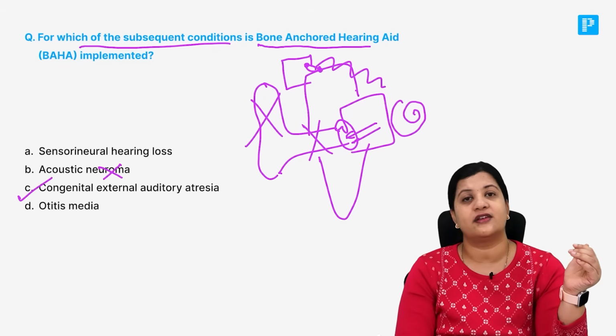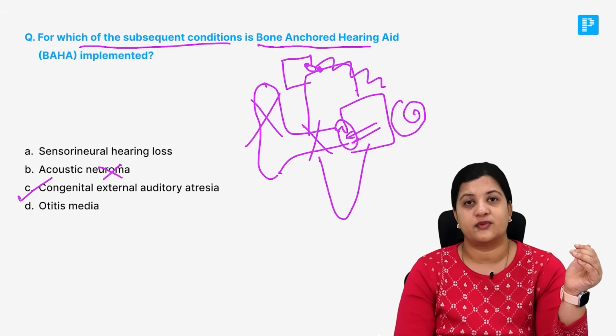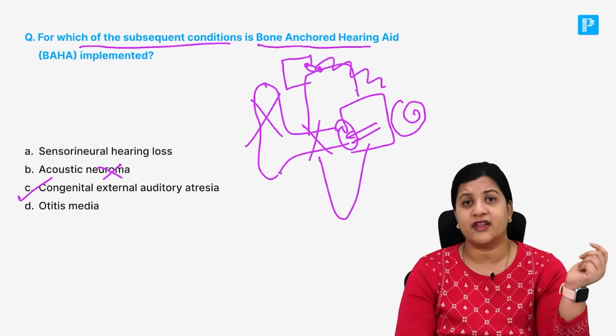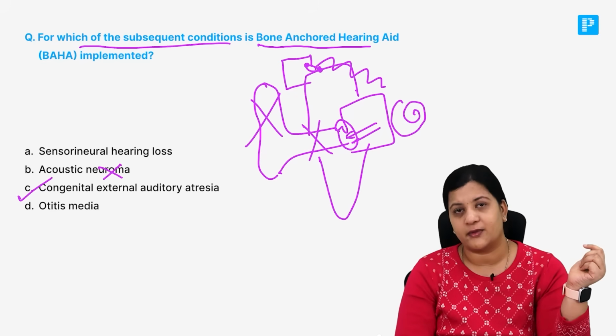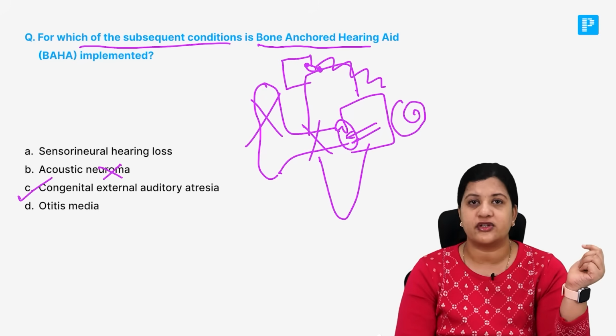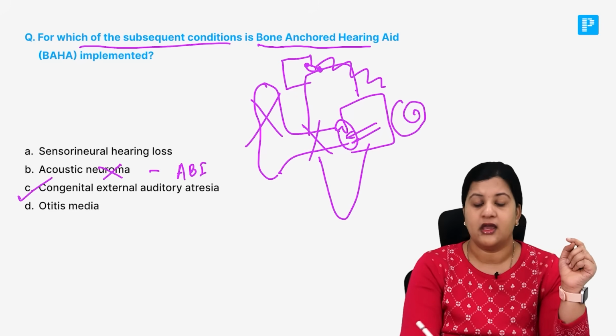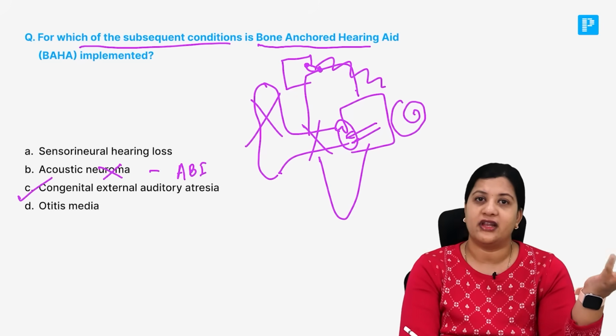Acoustic neuroma is a tumor of the cerebellopontine region. So at that place, it's not possible for you to have any impulses going from the bone anchored aid if there is a tumor, because that's a retrocochlear pathology. So if you have to do an implant in such patients, you will do an auditory brainstem implant and not a BAHA. For SNHL, generally we will give a hearing aid.